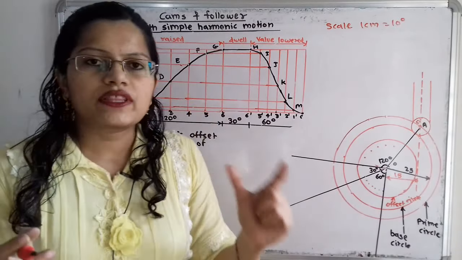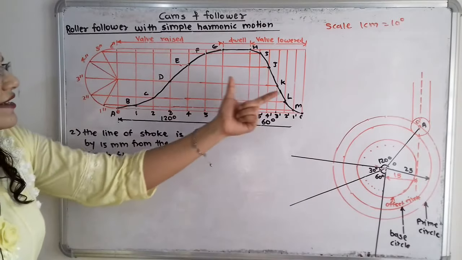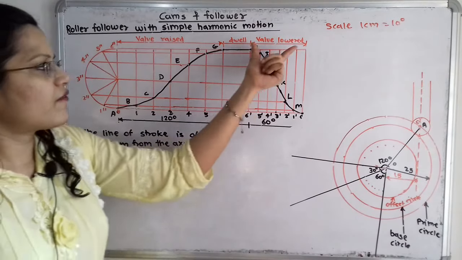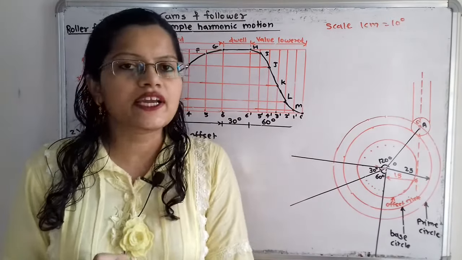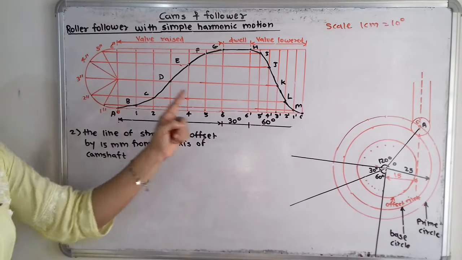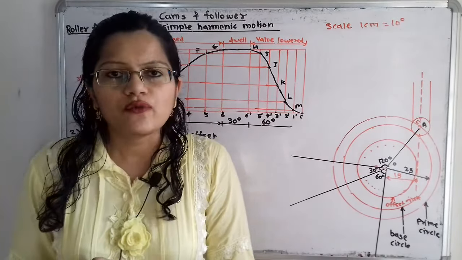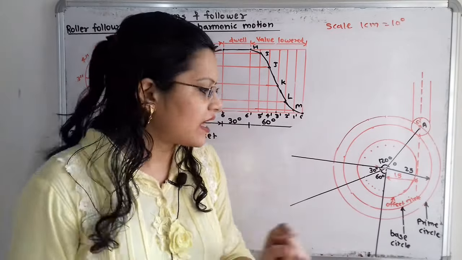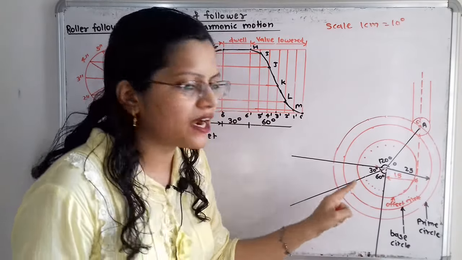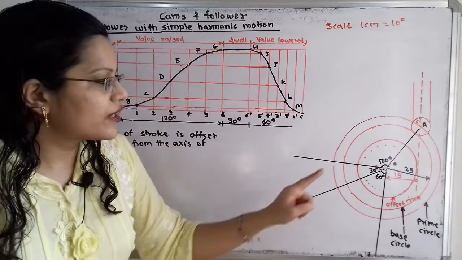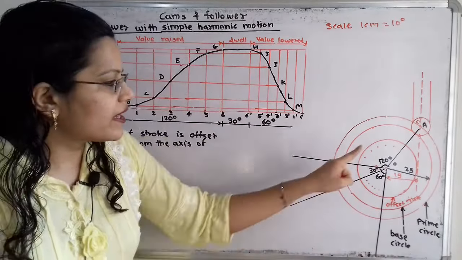Now for the outstroke and return stroke, that is wall raised and wall lowered, we have to make equal parts as made in the displacement diagram. That is, here we have to make 6 equal parts. So for this 120 degree, each part will be 20 degree apart, and for this 60 degree, each part will be 10 degree apart. So here I have selected the points.